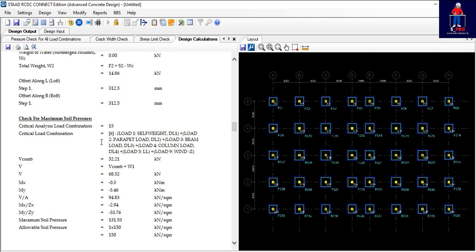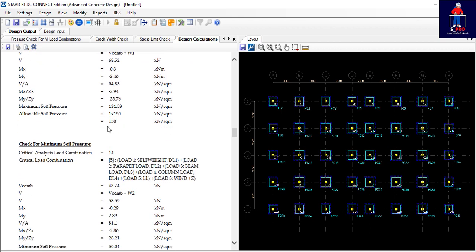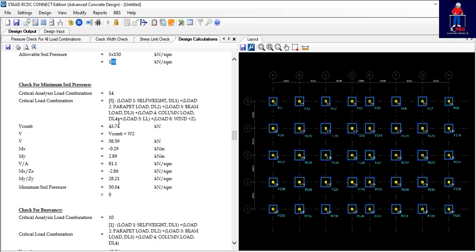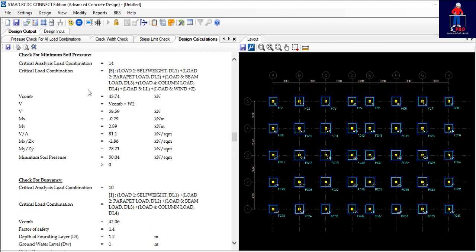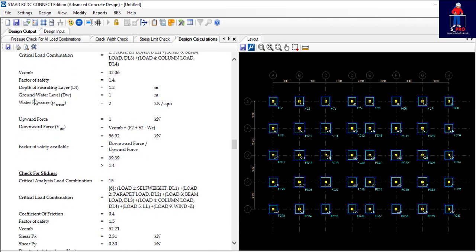Yeah, the check for maximum soil pressure: our allowable pressure is 150. The maximum soil pressure, as we saw on the other side, is 131. So the two of them are saying the same thing. Against 150, our bearing pressure check passed. Check for minimum soil pressure: here we get 50, which is greater than zero. Minimum pressure is greater than zero.